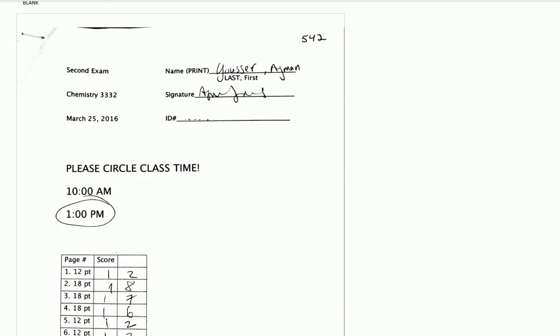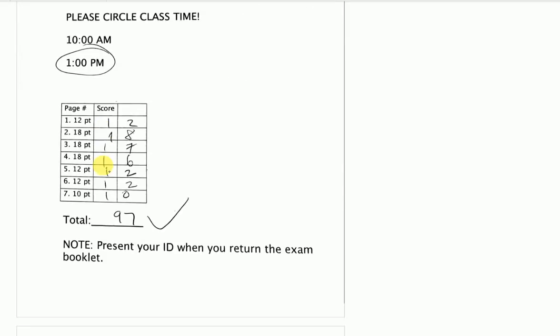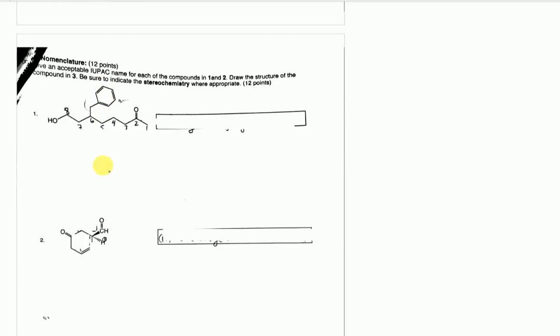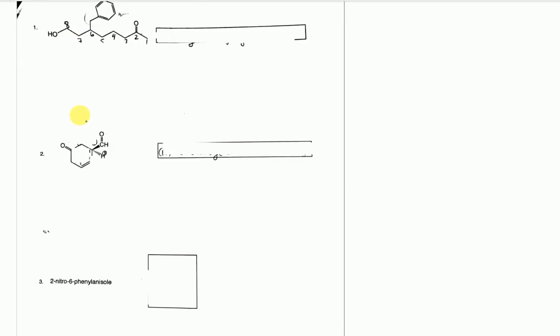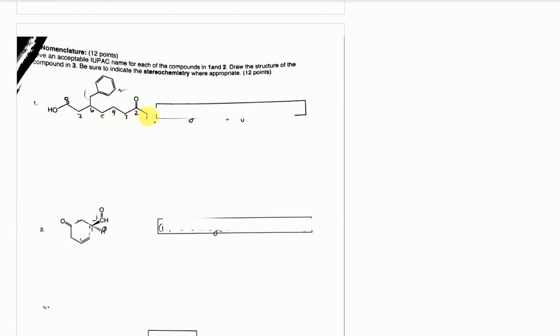Hello everyone. In this video, I'm going to be covering me going through an exam, the 2016, and I'm just going to be showing you my logic and explaining things as we go along. So let's just get right into it. So nomenclature should be the easiest section for everybody. Should be 3 points, but I always end up losing points on it, ironically.